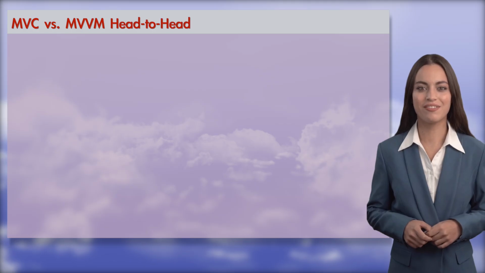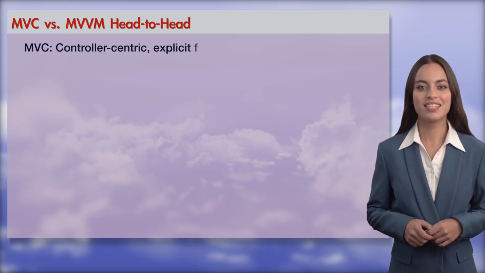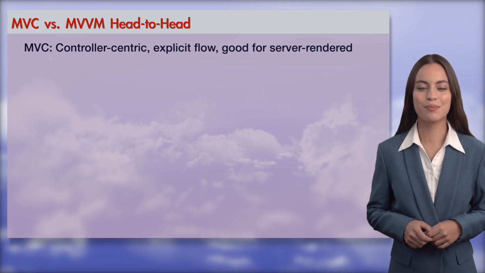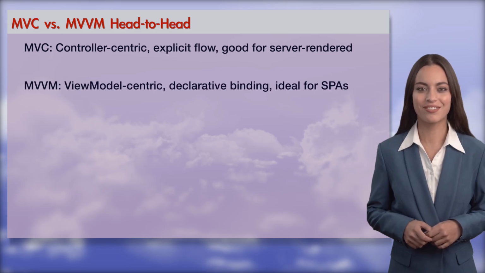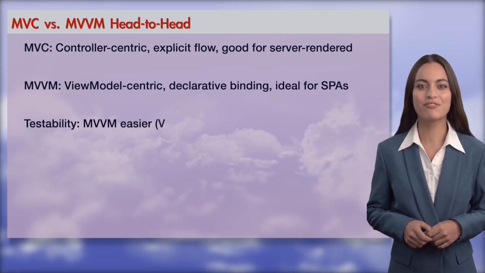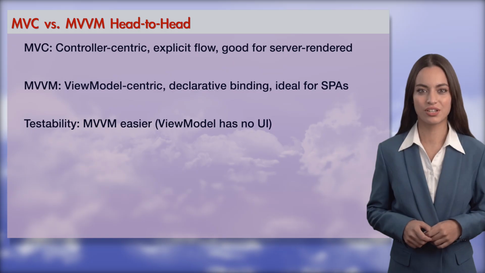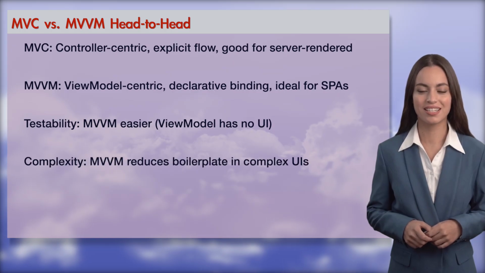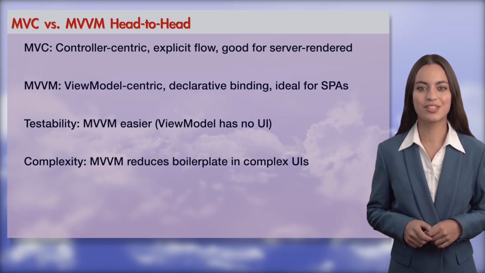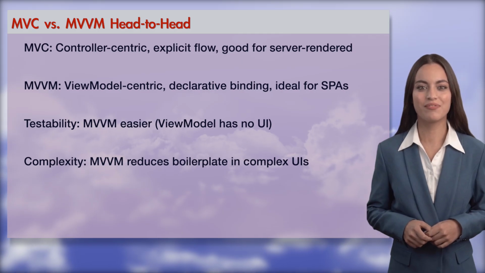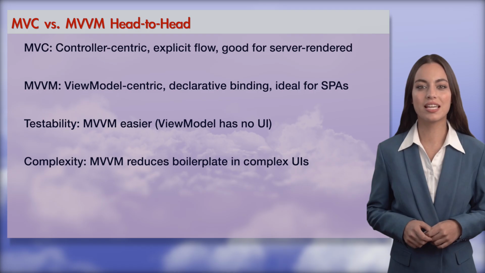MVC versus MVVM head-to-head. MVC is controller-centric with explicit flow, excellent for server-rendered apps. MVVM is view model-centric with declarative data binding, ideal for rich single-page applications. Testability is generally better in MVVM, because the view model contains logic without UI dependencies. MVVM reduces boilerplate glue code as UI complexity grows.